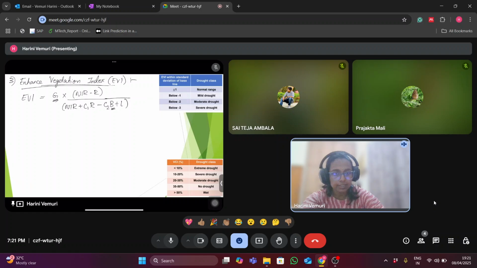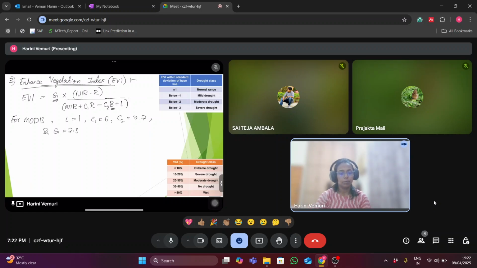So mostly in this case, atmospheric corrections are partially or wholly done, and L addresses the nonlinear differential NIR and red radiant transfer through a canopy. And C1, C2 take care of the aerosol resistance term, which uses the blue band to correct aerosol influences in the red band. For MODIS, the EVI algorithm parameters are L equal to 1, C1 equal to 6, C2 equal to 7.7, and G equal to 2.5.